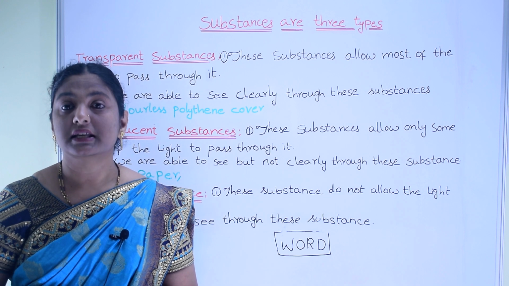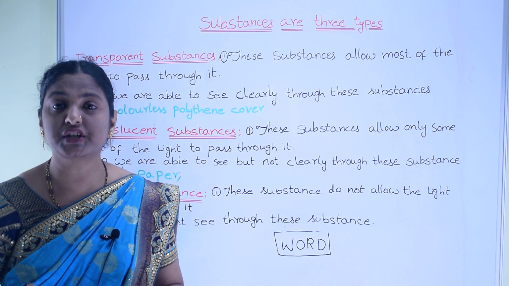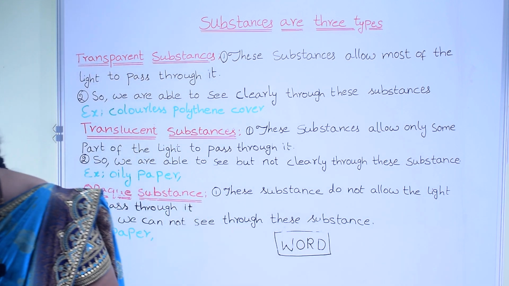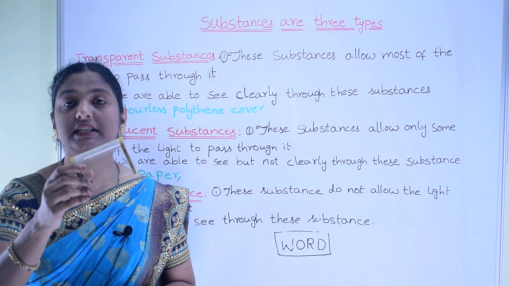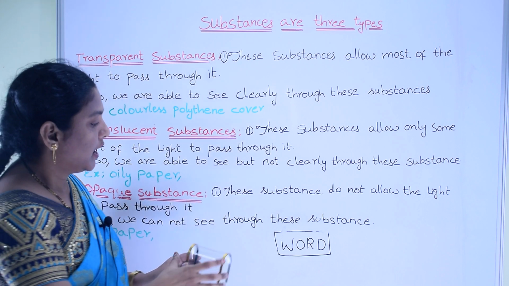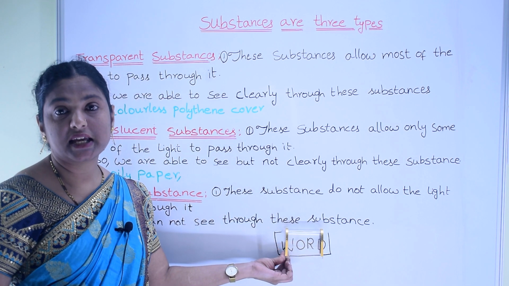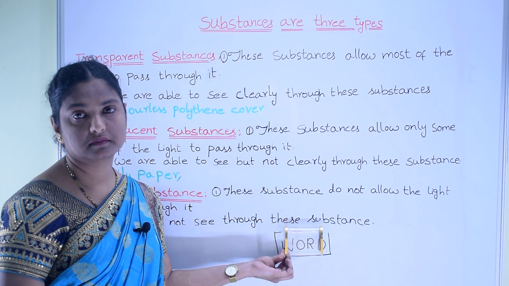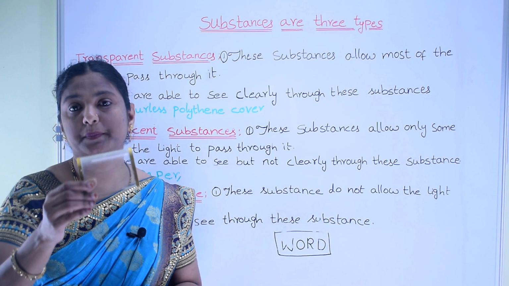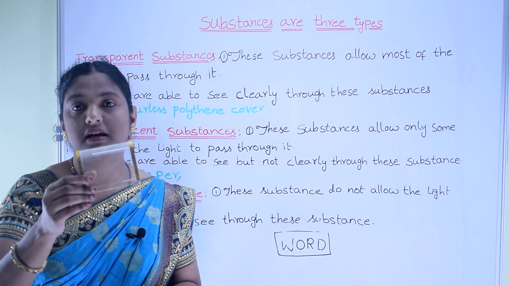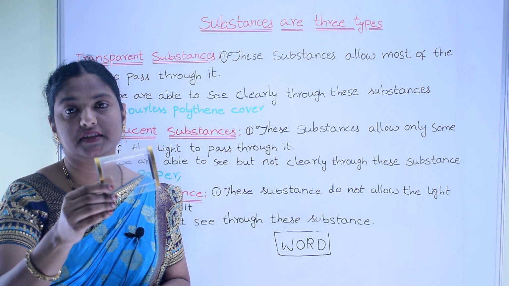Now, I will show some other examples to see which type of substance they belong to. This is glass. Now, we will see which type of substance this is. If I keep this here, then we are able to see this word clearly. That's why it comes under transparent substance, means this glass material comes under transparent substance.